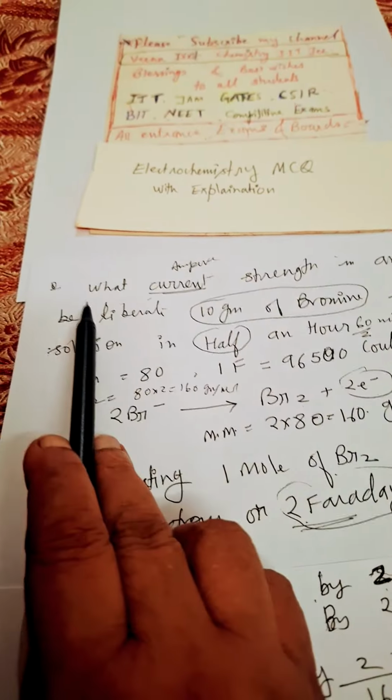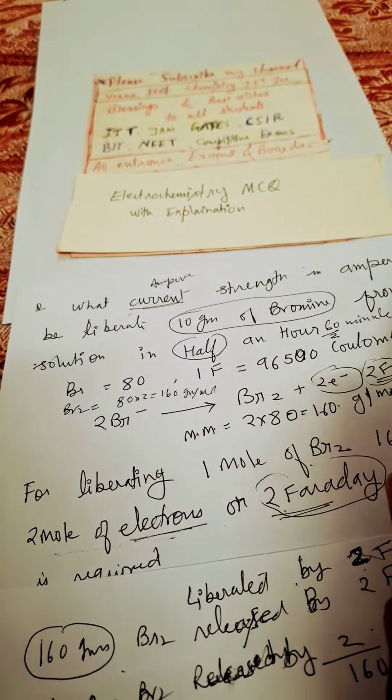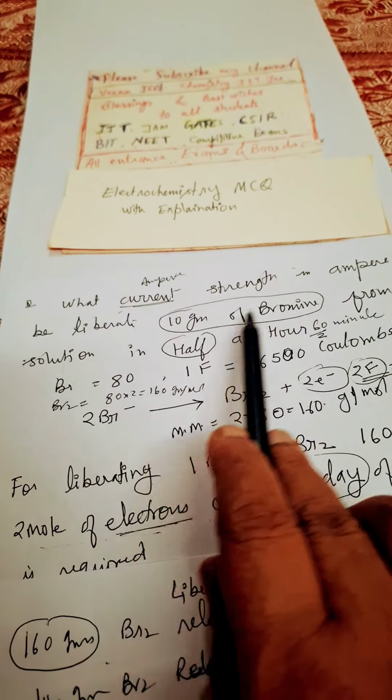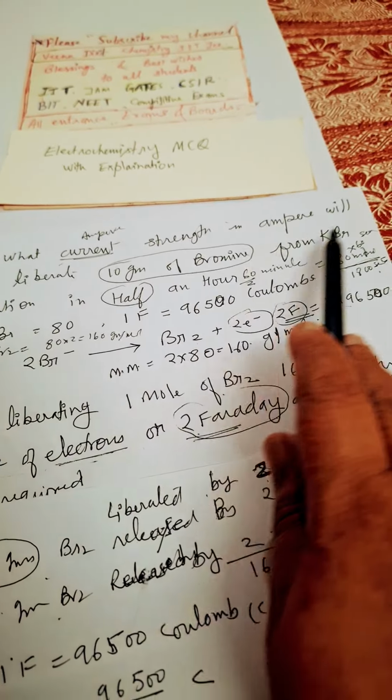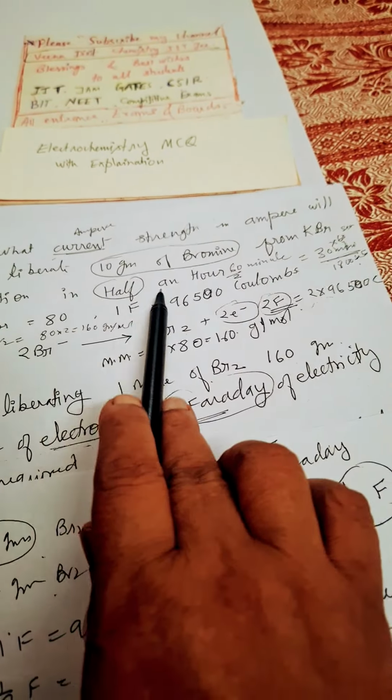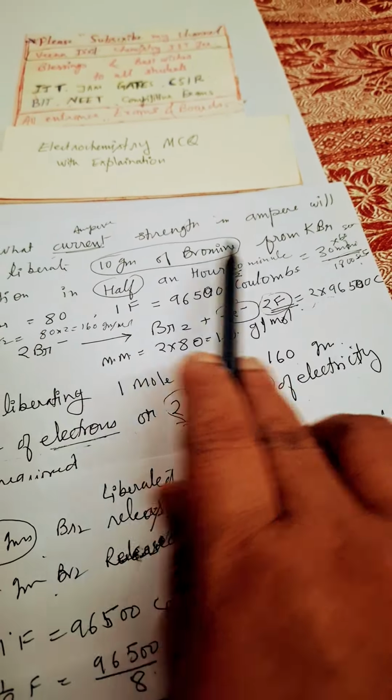Get ready for the exam. What current strength in ampere will liberate 10 gram of bromine from KBr in half an hour? Half an hour means 30 minutes.